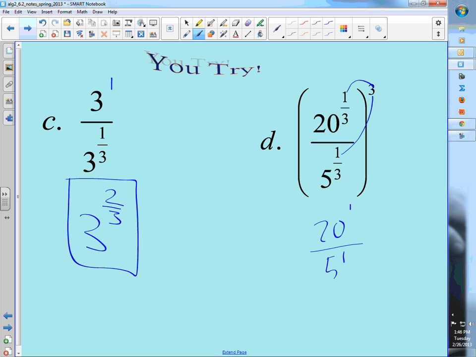Of course, if they weren't the same, you'd have different powers after you distribute the power. Then you would have to see, is there anything you could do? And there probably isn't going to be much you could do. So for example, if this were a 2, okay, now we could distribute and you'd get 20 on the top, but you'd get 5 squared on the bottom, which means you'd have 20 over 25, which is 4 over 5.